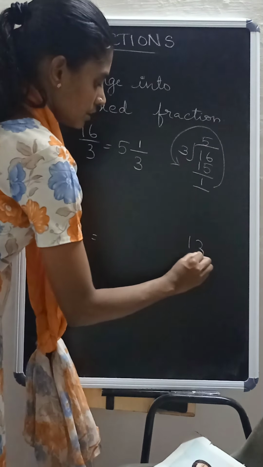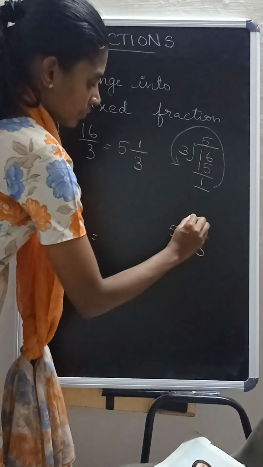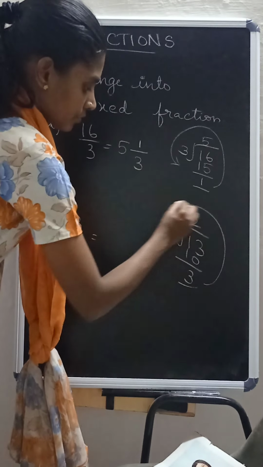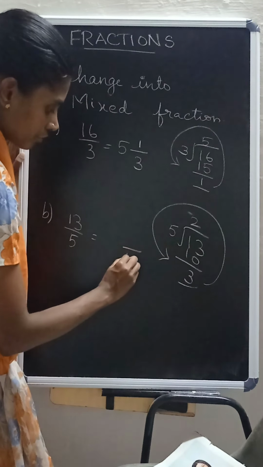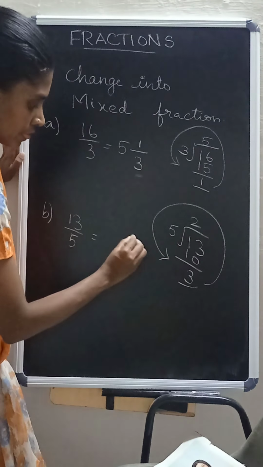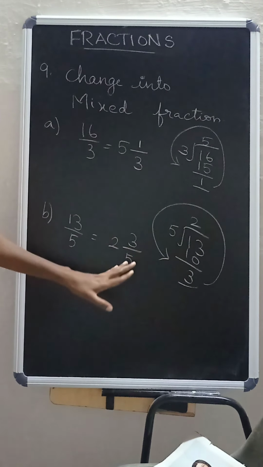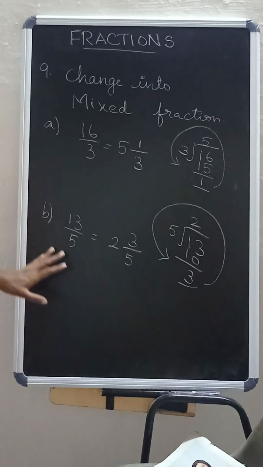Now 13 divided by 5. 5 2s are 10. Balance 3. 5 will come down. 3 will go on the top and 2 will come to the front. 2 and 3 by 5 is the mixed fraction of 13 by 5.